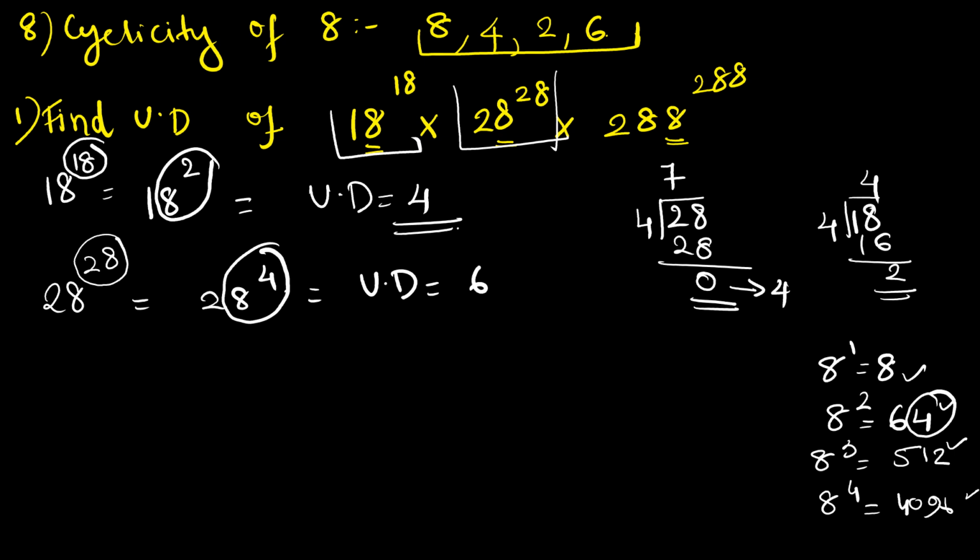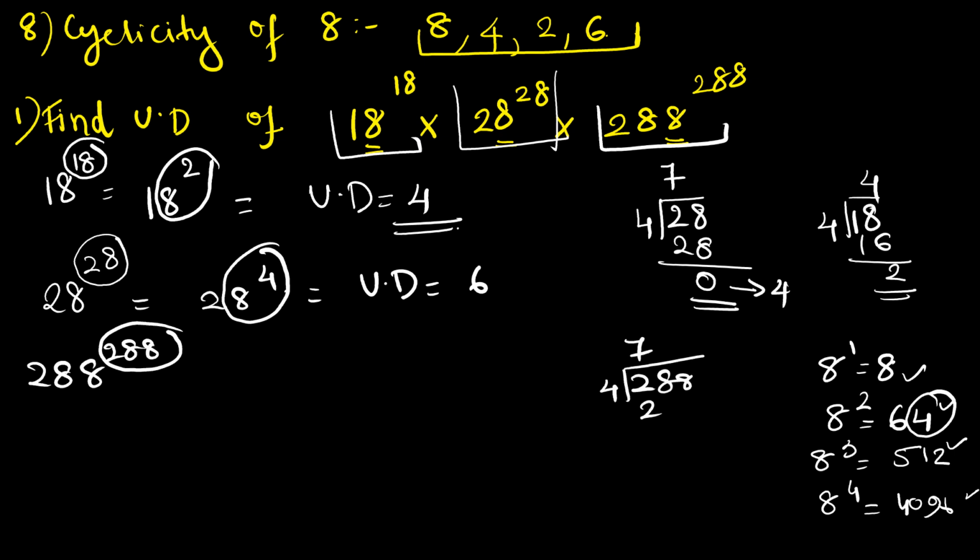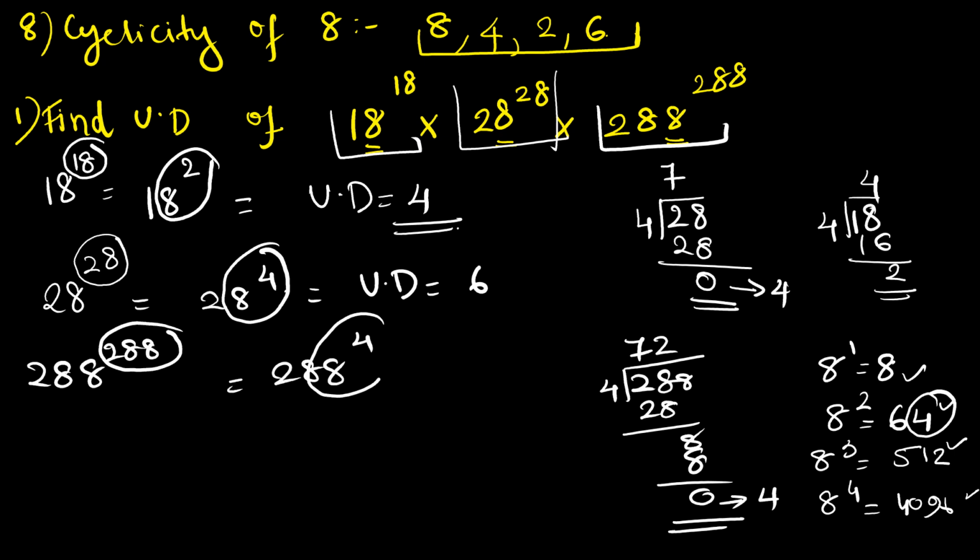And the third term is 288 raised to 288. Now again we divide 288 by 4. 288 divided by 4. 7 4s are 28, 4 2s are 8. Again the remainder is 0. When the remainder is 0, we have to take the power as 4. That is 8 raised to 4. What is 8 raised to 4? 8 raised to 4 is 4096. Again the unit digit is 6.